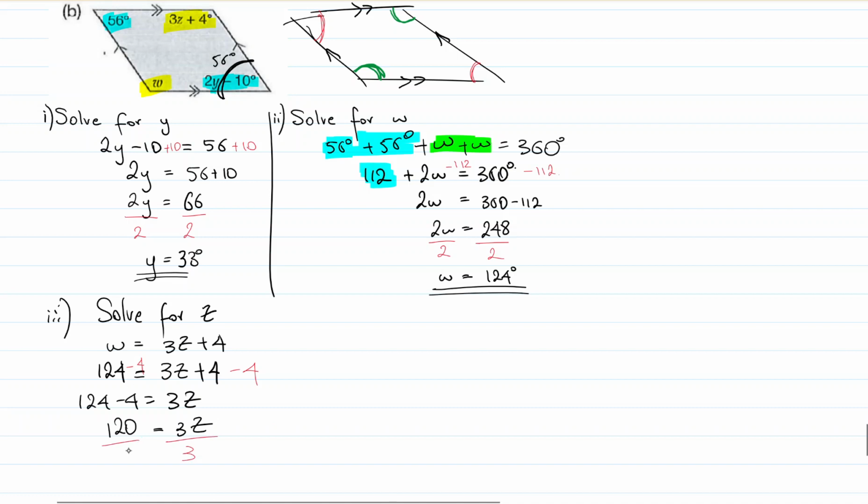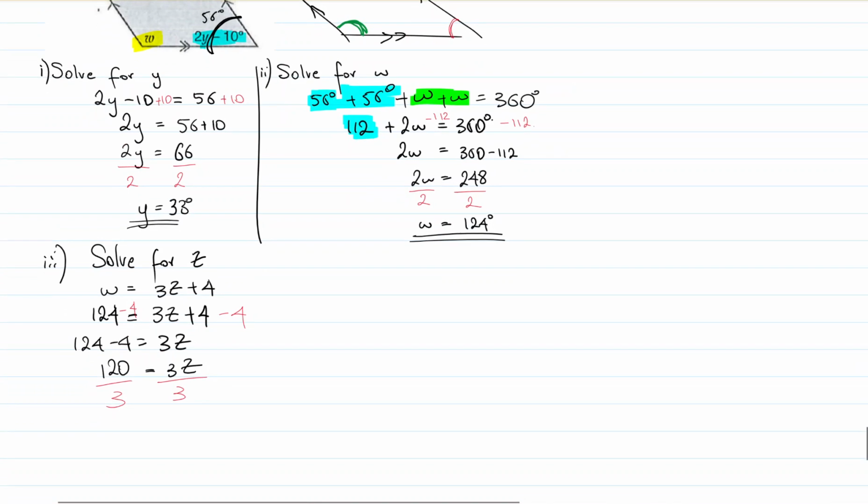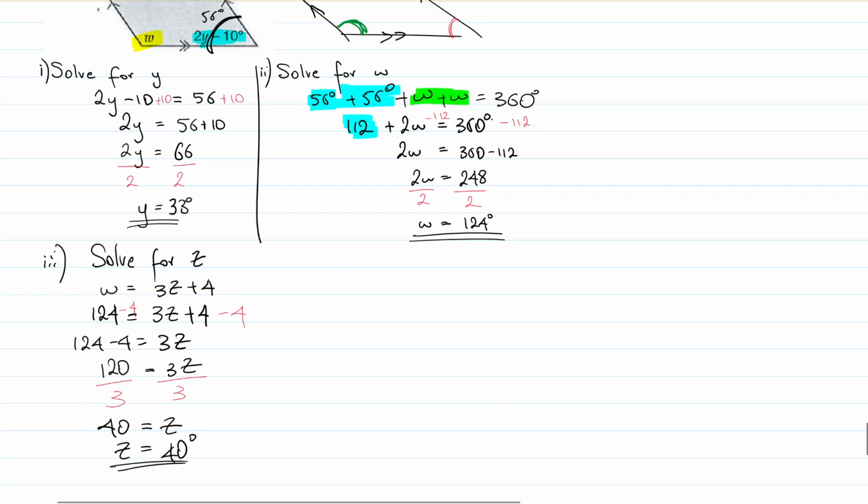Divide 3 on both sides, and you get, is it 40? Thank you, Abdi, and that's z. And then I can just write it the other way and say z equals 40 degrees. And I found my answer. I found all three variables. Y first, then I found W, and then I found Z. Any questions?